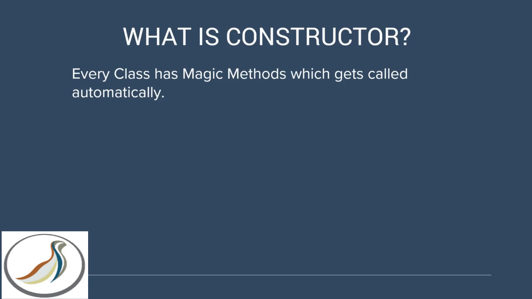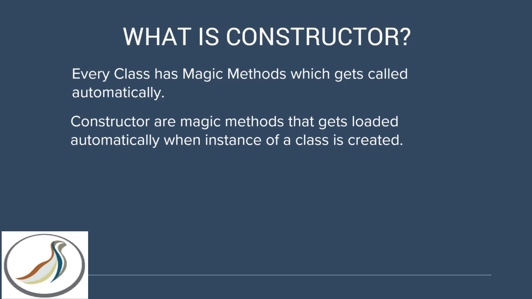In the previous section we saw there's a property called $this which was already available in the class. We didn't define it. We didn't tell PHP to load this $this into our class, but it was readily available to access the object. Similarly, there are some methods which are not visible in the class but already available for us to use. Those are called magic methods because they are predefined. Whenever you create a class, it's already available for us to use.